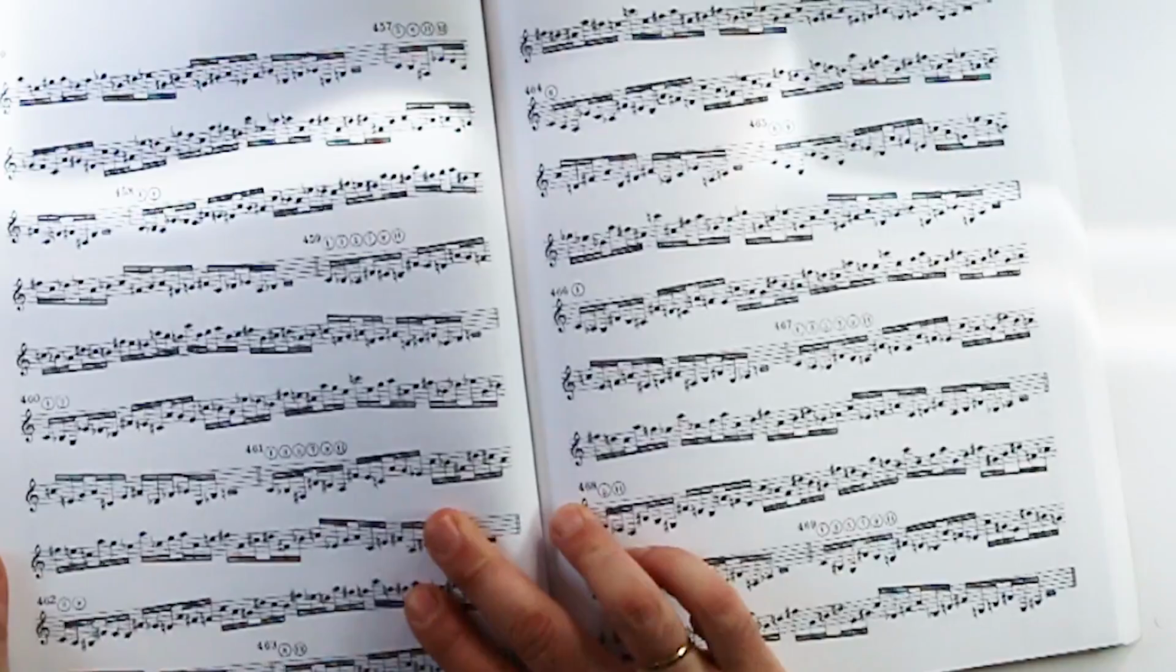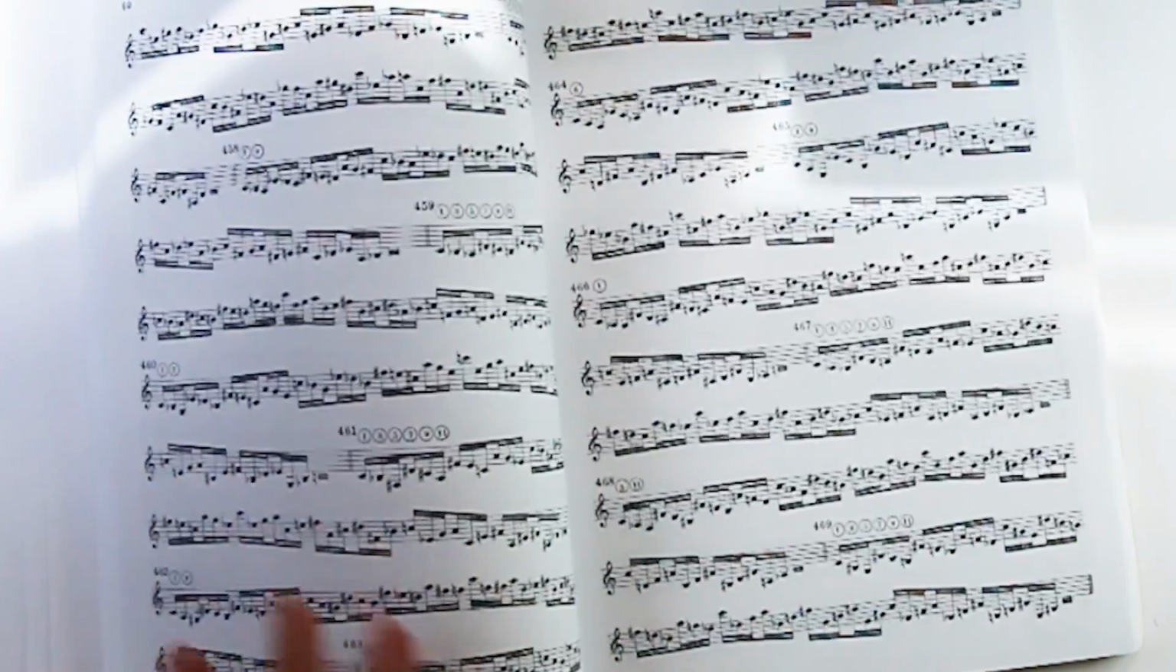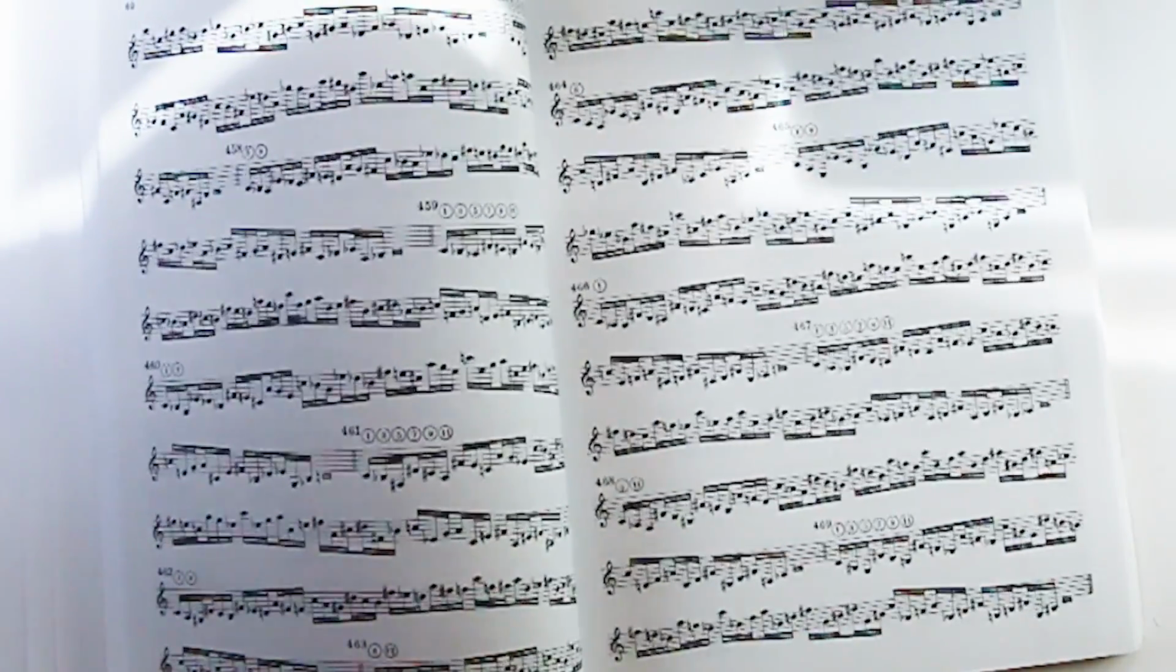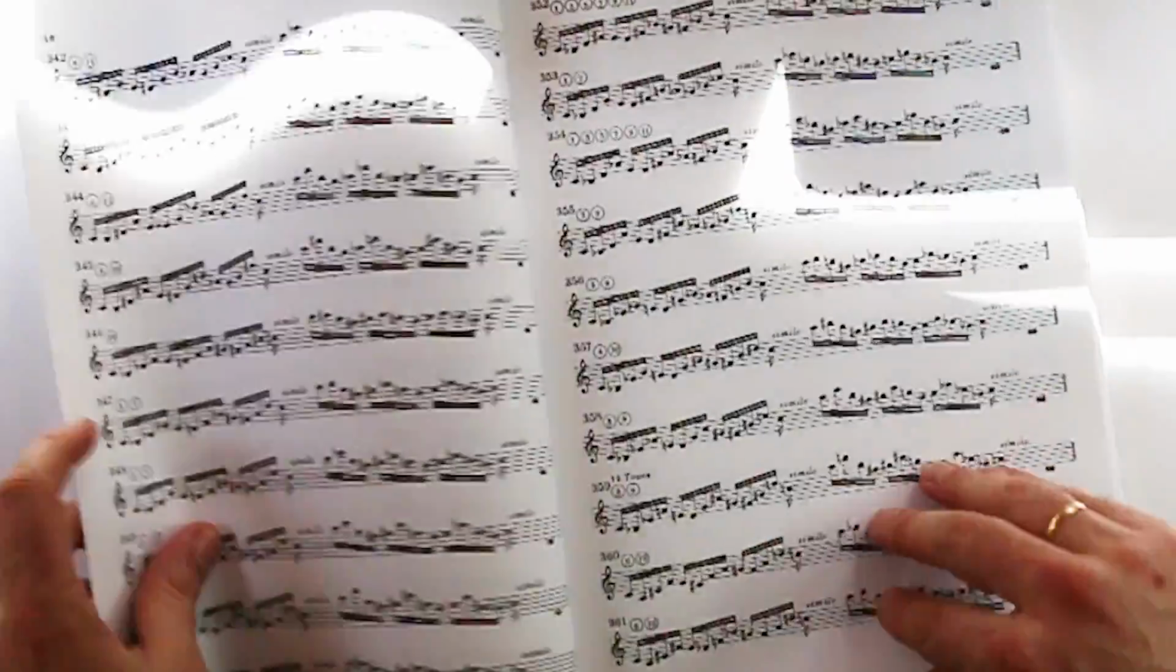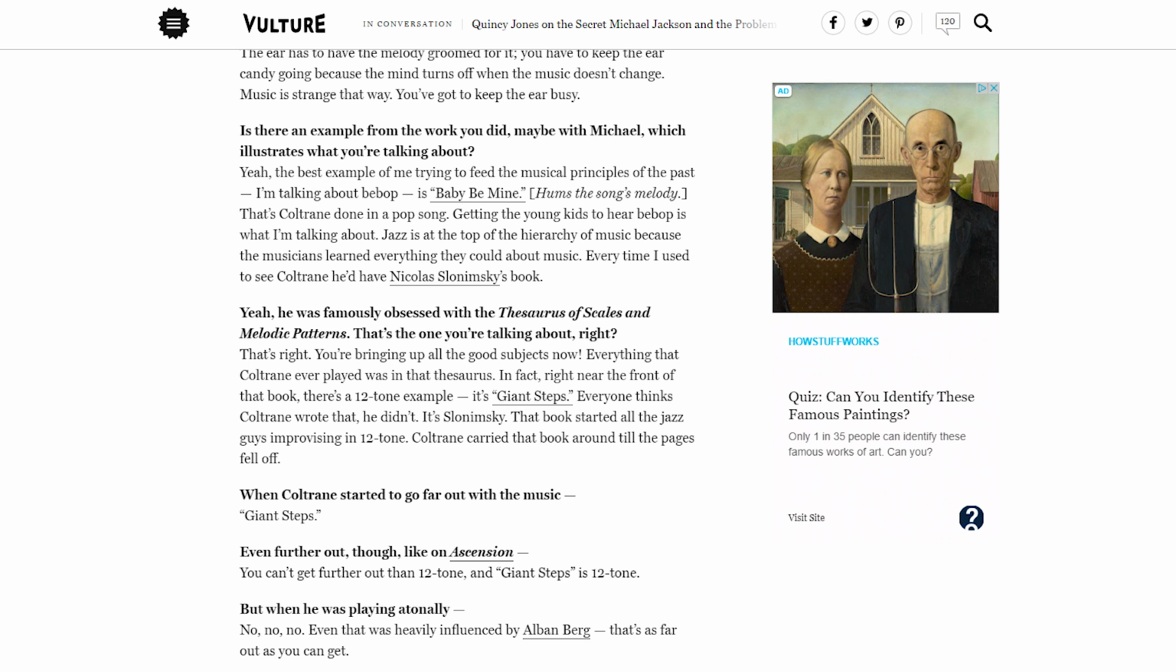In the years since Harmonielehre, Adams's harmonic language has become more chromatic, and one huge influence has been this book of scales and melodic patterns by Nicholas Slonimsky. Now there's another interesting jazz connection here, because although Slonimsky wasn't a jazz musician, he was a conductor very much from the classical world. But this book certainly had a big effect on a lot of jazz musicians, in particular John Coltrane. Here's what Quincy Jones said in this quite entertainingly outspoken interview for Vulture last year.